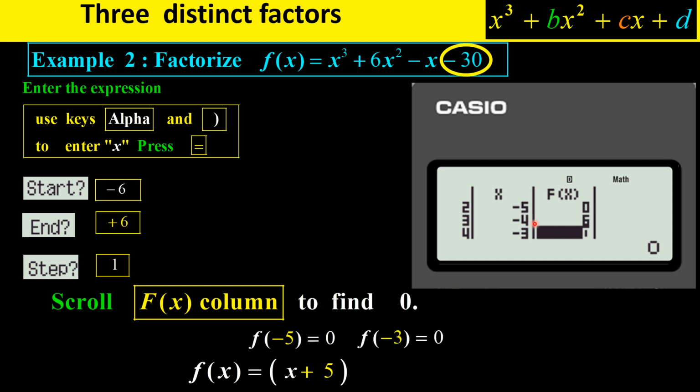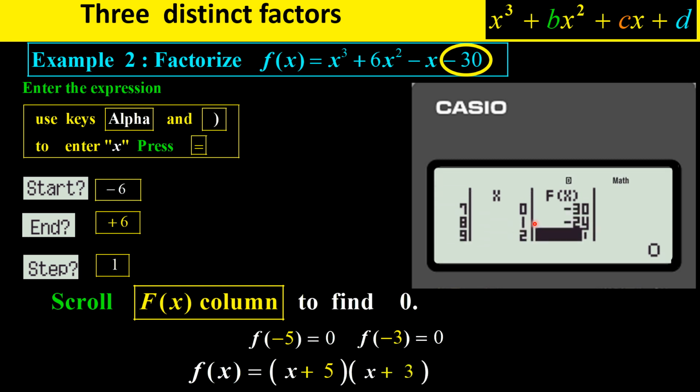If f(negative 3) is 0, it means x plus 3 is a factor. Scroll down further, there I see f(2). So f(2) is 0, which means x minus 2 is a factor. And there I've got my 3 factors: x plus 5 times x plus 3 times x minus 2. You can check: 5 times 3 is 15. 15 times negative 2 is negative 30.